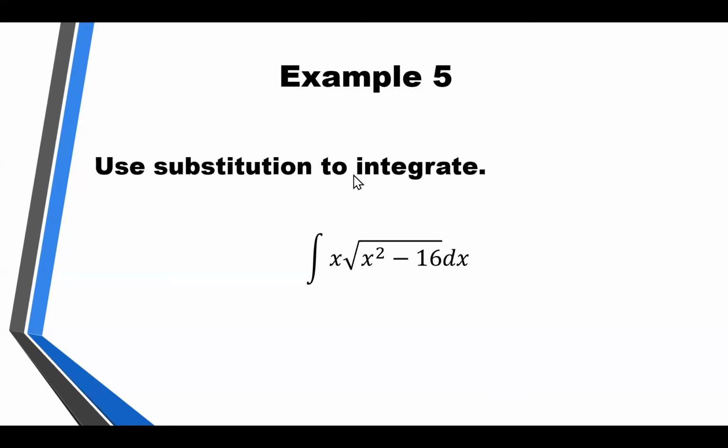Let's do another that's similar. So here we have the integral of x times the square root of x squared minus 16, integrated with respect to x. So x times root x squared minus 16 integrated with respect to x. Let's go ahead and use substitution to integrate this problem.